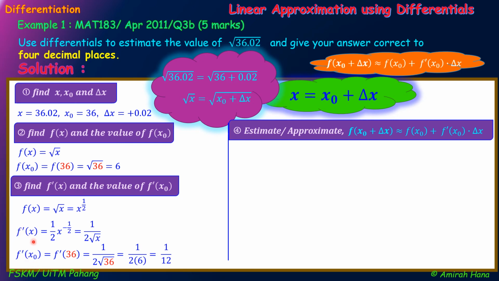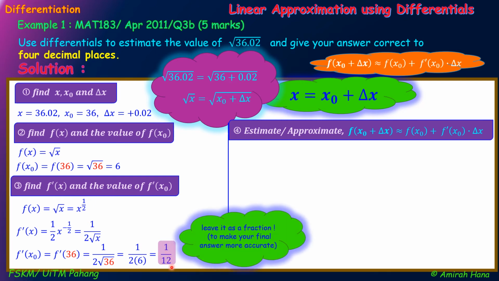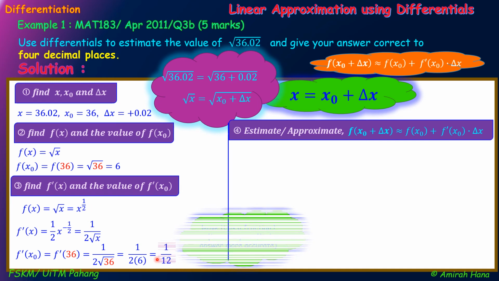And after that, we need to find the value of f'(x₀). Our f'(x) is 1 over 2 square root of x. So f'(x₀), we just replace x here by x₀, and x₀ from step 1 equals 36. And when we solve, it equals 1 over 12. We just leave this answer as a fraction to make your final answer more accurate, rather than approximating it here. So that's why we leave this answer as a fraction.